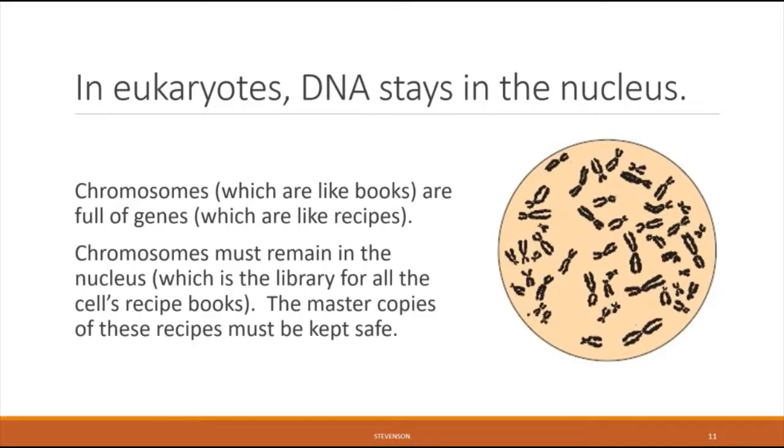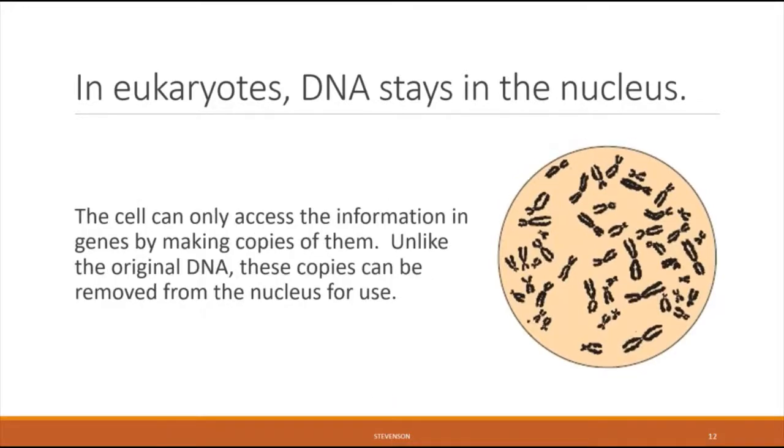If there really was only one library in the world, then the way that people would have to get information from that library is not by checking out the books, but rather by going to the library and making copies of the pages in those books, and then taking those out of the library instead of the originals. And in fact, this is what cells do as well. The cell can only access the information in the genes by making copies of them because it cannot take the DNA out of the nucleus.